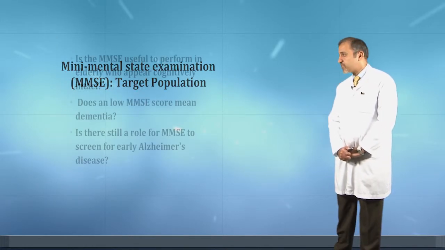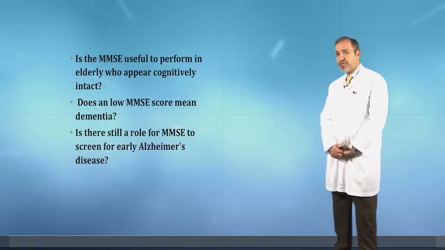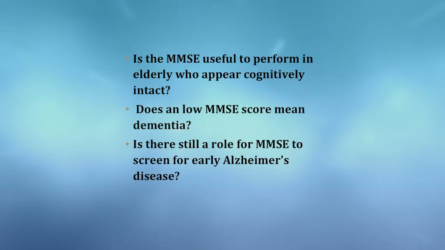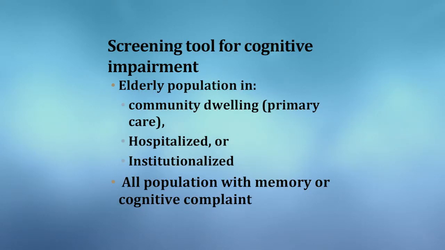Who is the target population for the mini mental status score? It's useful to perform in the elderly who appear cognitively intact. Does a low score mean dementia? Is there still a role for the mini mental status examination screen in elderly Alzheimer's disease? This screening tool for cognitive impairment is excellent for the elderly population, either community dwelling, primary care, hospitalized, or institutionalized patients, and all populations with memory or cognitive impairments.